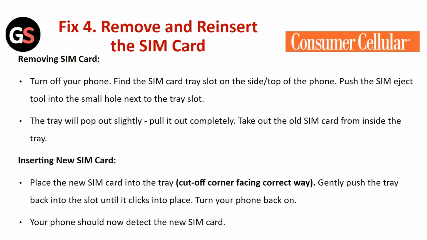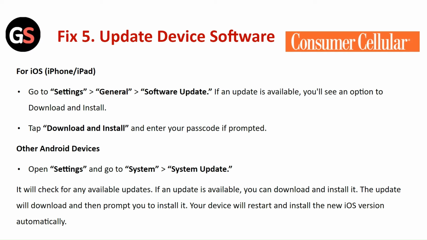Insert the new SIM card. Place the new SIM card into the tray. Gently push the tray back into the slot until it clicks into place. Turn your phone back on. Your phone should now detect the new SIM card.